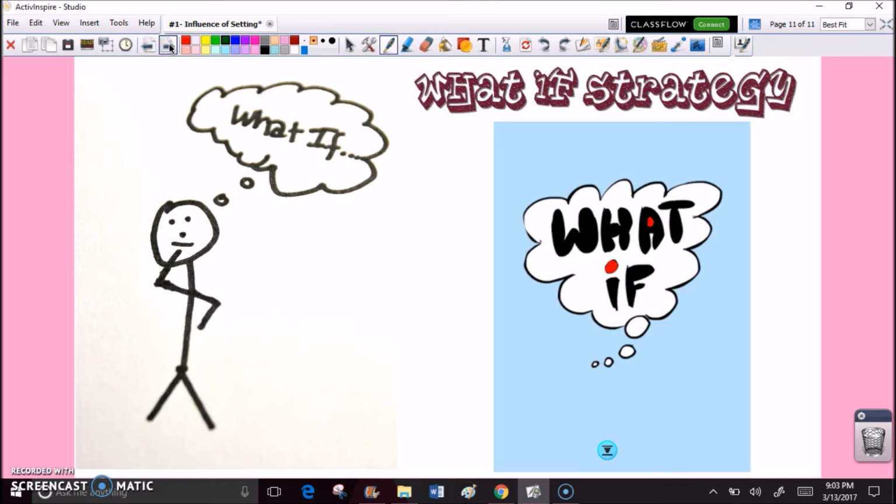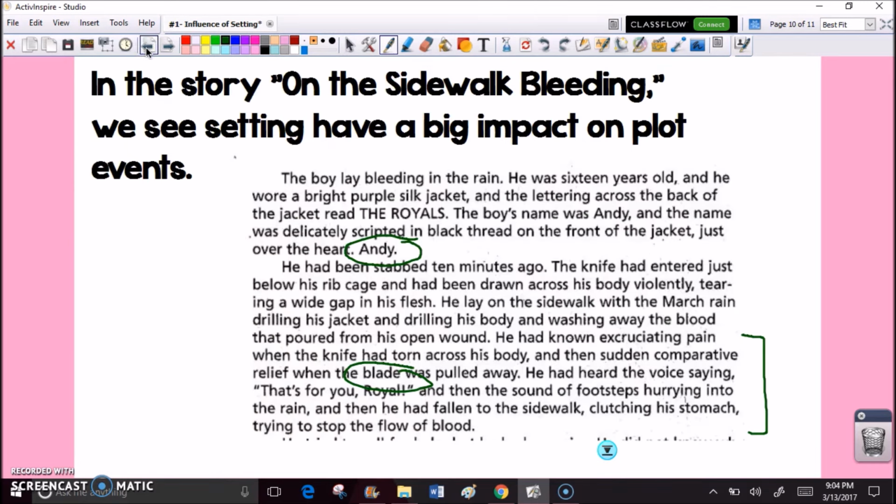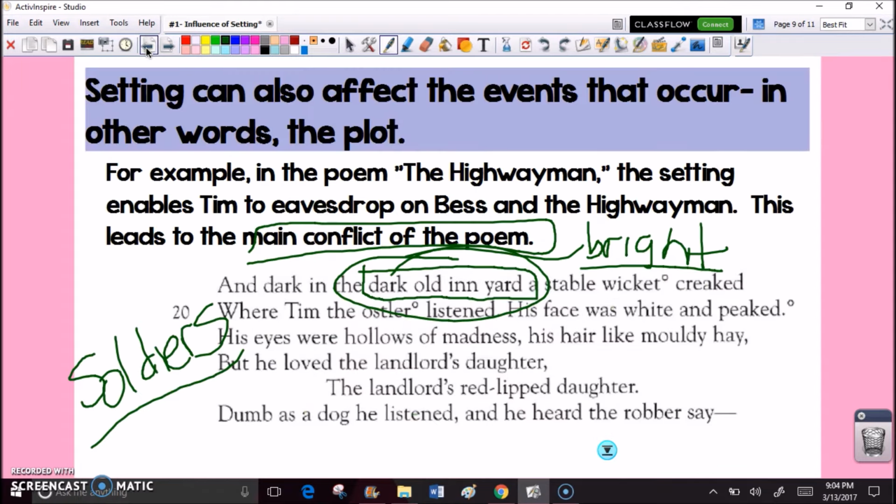In general, just remember that when you are looking to see how the setting is impacting the characters or impacting the plot, always try to use the what if strategy. The what if strategy is this really great thought process where you think about what if this hadn't happened, or what if we changed this part of the story. In this case, we're talking about setting. So what if we changed the setting? What if it wasn't in a dark alley? What if it was the opposite? What if it wasn't in a dark old inn yard? What would be the opposite? Bright sunny day? How does that change what happens?